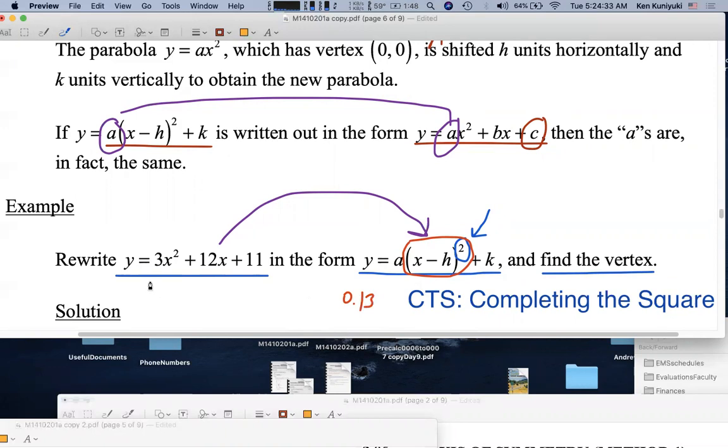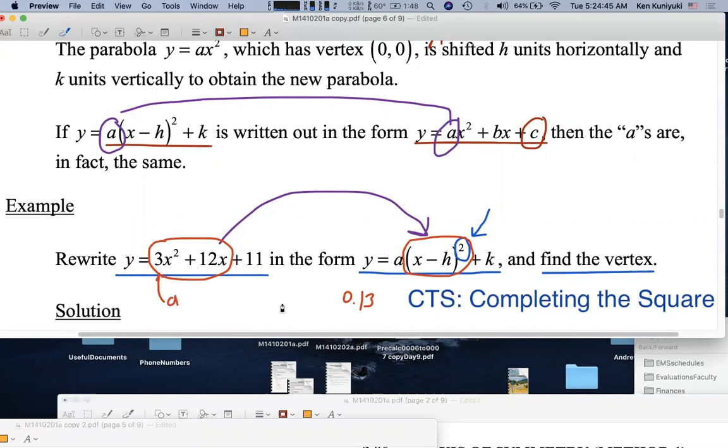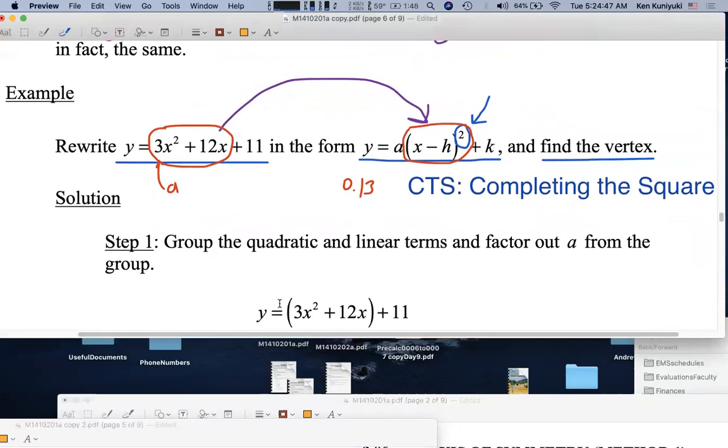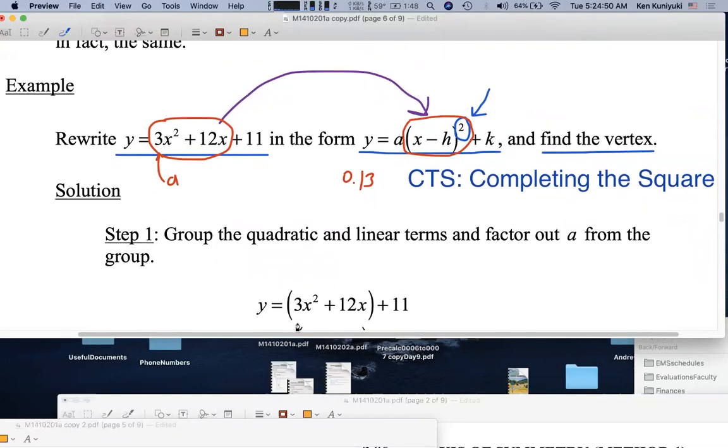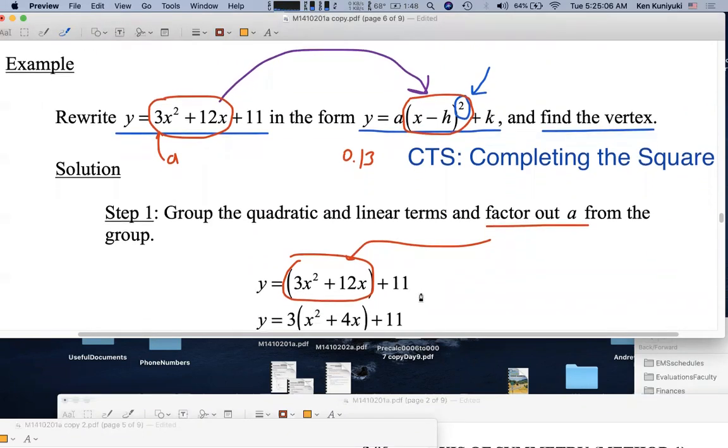So what we're going to do is group the x squared and the x terms, and factor out a, which is 3 here. That's going to be our first step. Again, group the quadratic and linear terms. We're going to group together the 3x squared plus 12x, and we're going to separate out the plus 11. It's on its own. And then we're going to factor out a from this group. A equals 3, we factor out 3 from this group, but not the 11.